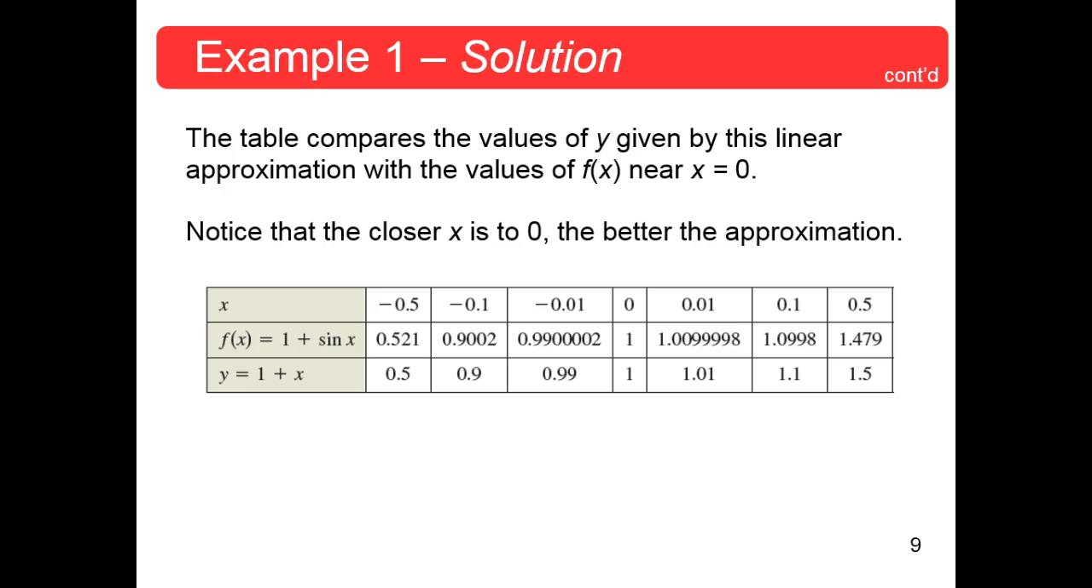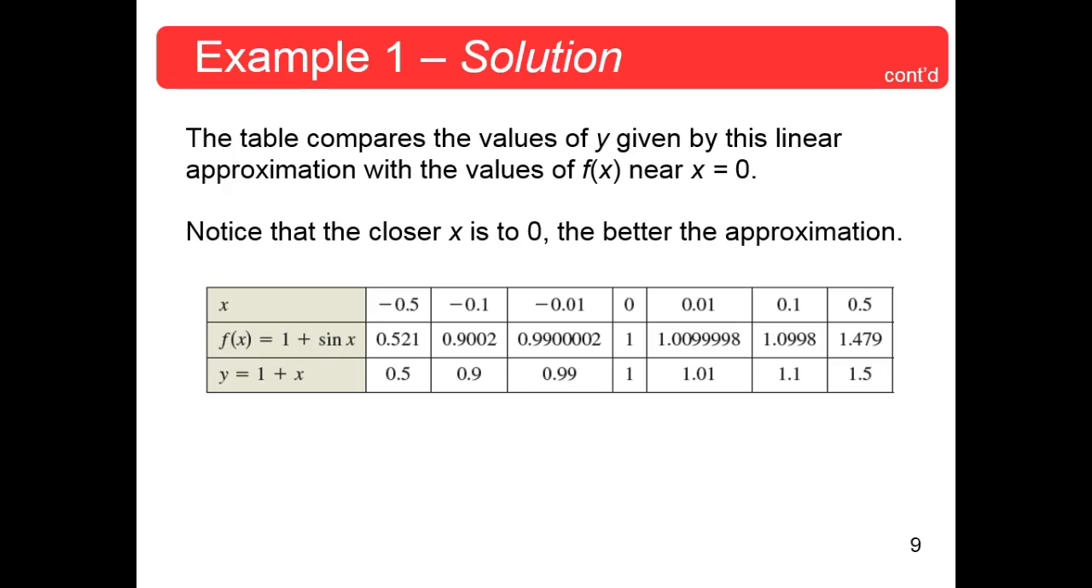Okay, now let's do, here's the table. We're going to keep x's near 0. So we'll go from negative 0.5 to positive 0.5. These are pretty far away. Then we'll do negative 0.1, negative 0.01, positive 0.01, and positive 0.1. Those are much closer. So first, the function itself, you'll have to use a calculator.